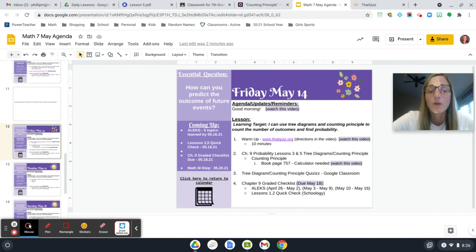Then we'll get into the lesson, which will be in the book on page 757, and you'll need a calculator for that. Afterwards, if there is some time still on a Friday, once you've done the warm-up and the lesson with me, you have a tree diagram, counting principle quizzes in Google Classroom. So just to review counting principle that I've taught today, you'll be able to go in there and practice that.